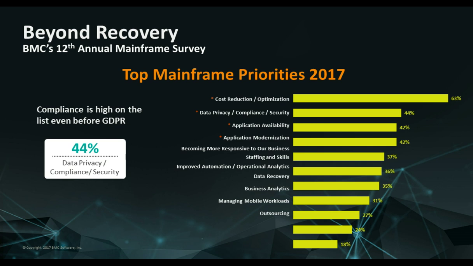But beyond recovery, we do a mainframe survey at BMC every year, and some of the results of the 2017 mainframe survey are on the screen right now, and it shows that people do have concerns about recovery. The top thing in the priorities for most people every year has always been cost reduction or cost optimization. But behind that, we've got things like data privacy, compliance, security, 44%, application availability 42. Those are all things that speak very squarely to a recovery concern or an availability concern. Data recovery is down there at 36%.